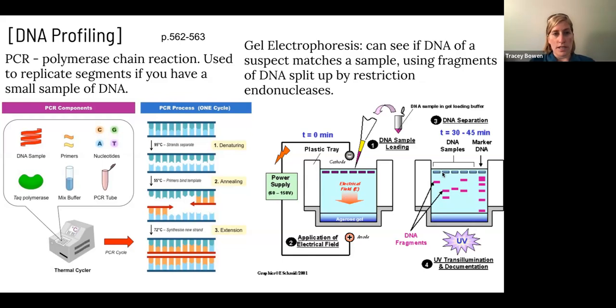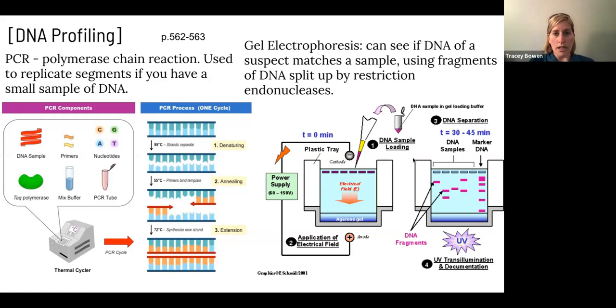And so if the segments of DNA only move a short distance, that means they're quite heavy, which means they're quite big. And if they move a longer distance, then those fragments are quite a bit smaller. And so we're looking at, do these fragments match the fragments of the suspect or the person that we're trying to test?